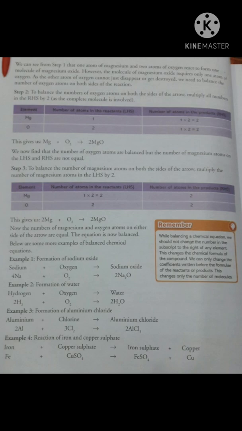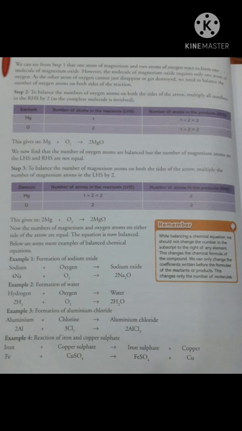Below are some more examples of balanced chemical equations. Example number 1: formation of sodium oxide. Sodium reacts with oxygen to produce sodium oxide. For this, 4 atoms of sodium react with one molecule of oxygen to produce 2 molecules of sodium oxide. Now the second example, formation of water. Hydrogen plus oxygen react to produce water. For this reaction, 2 molecules of hydrogen react with 1 molecule of oxygen to produce 2 molecules of water.